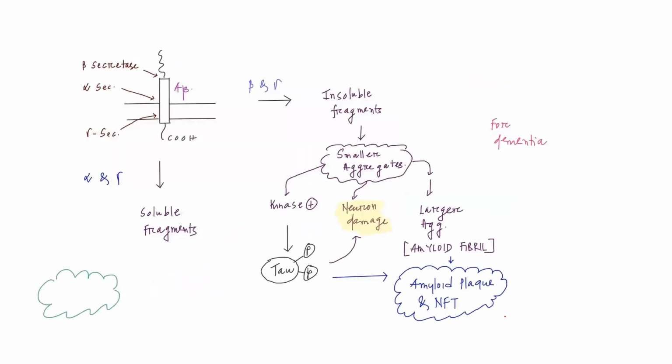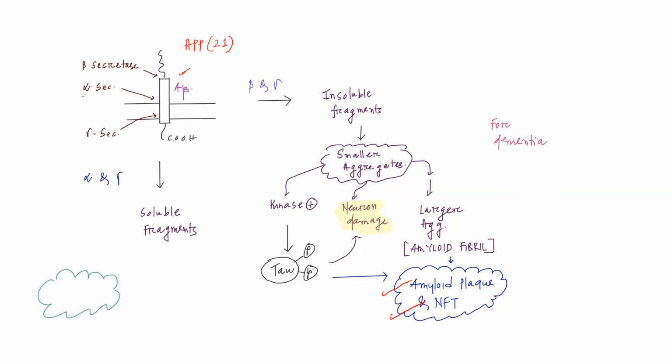All the damage inside the brain happens because of these two things: amyloid plaques and neurofibrillary tangles. Now we'll try to understand how these are formed. As you can see here, there is a protein known as A beta protein, which is produced from the APP gene. The APP gene, which is present on chromosome 21, produces the A beta protein.